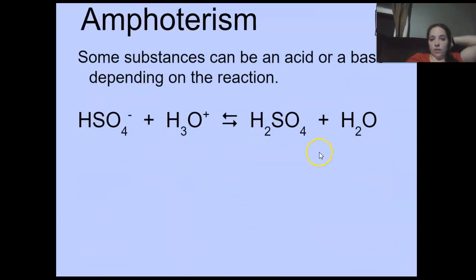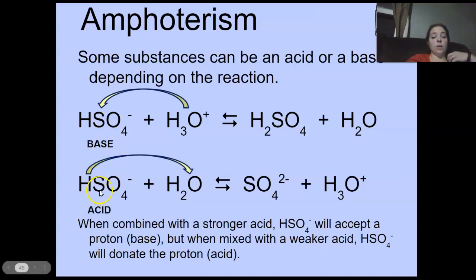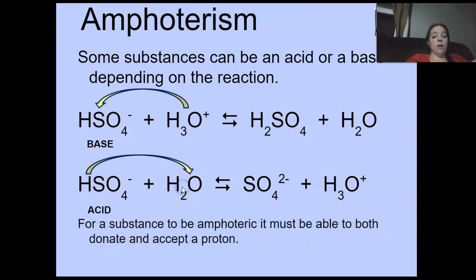Okay, amphoterism. Some substances can be an acid or a base, depending on the reaction. So we've got HSO4 plus H3O plus goes to H2SO4. So in this case, this is positive. This is going to lose one. If it loses one, this gains it. So that gains it. This is my acid. That's my base. But in this one, if I've got H2O, it's going to become the base.